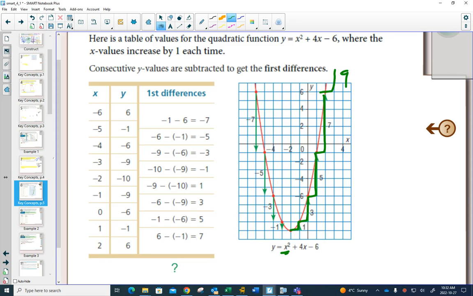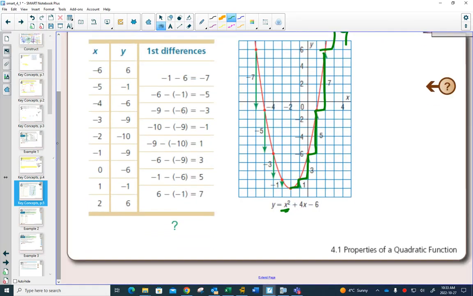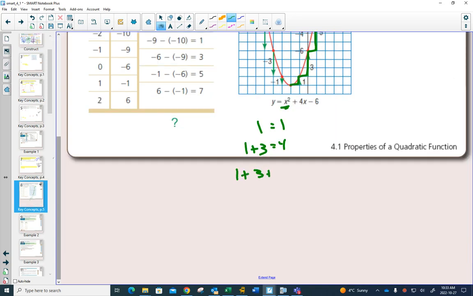And it's really cool because, did you know that? If you added odd numbers up, you always got something squared? 1 is 1. 1 plus 3, the first two odd numbers, is 4. 1 plus 3 plus 5, the first three odd numbers, is 9. 1 plus 3 plus 5 plus 7, the first four odd numbers, is 16.